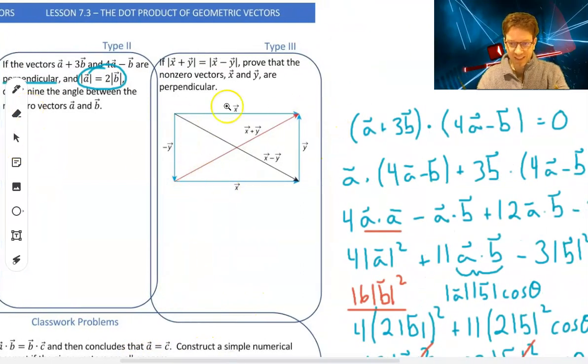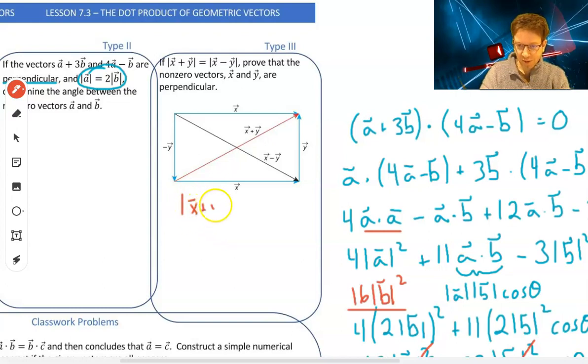So here's a diagram to sort of help you see it. Now you can probably see in the diagram the only way this is going to work is if we have a rectangle. Right? If it's a parallelogram, the lengths of the diagonals will not be equal. Only in our special case of a rectangle. But how do we actually prove this? All right, so let's start with this. If it's saying that these magnitudes are equal, then that's where I'm going to start.